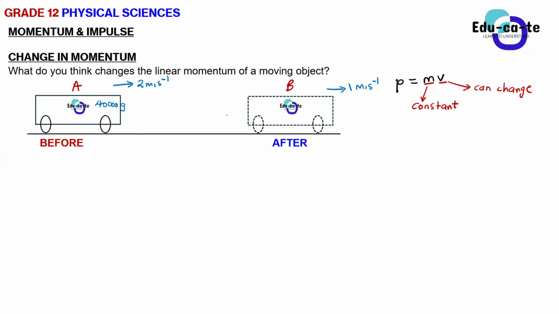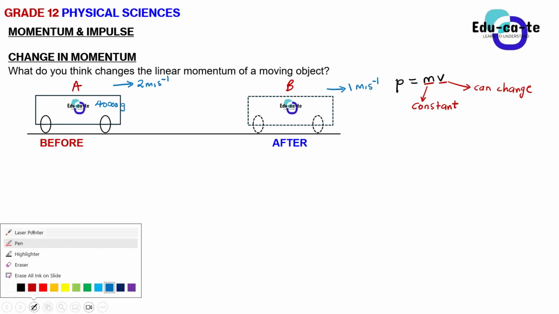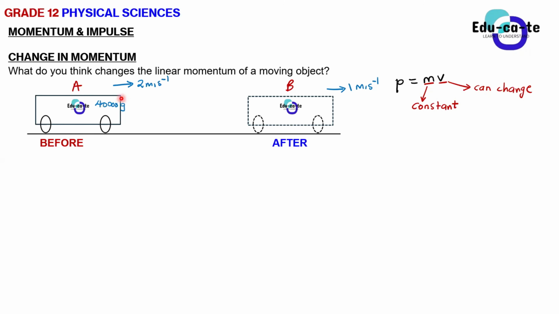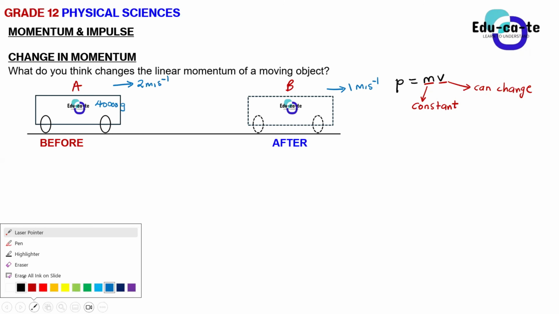Yes. Let's just look over it, right? So we said as the truck moves from point A to point B, it has a mass of 40,000 grams. All right, so let's just say now we want to find the change in momentum.